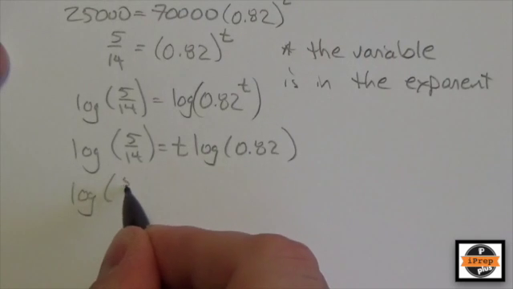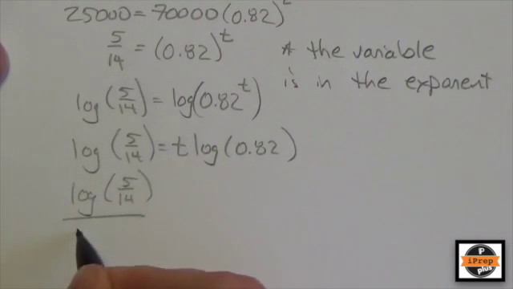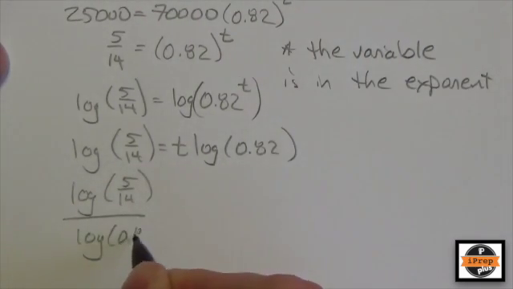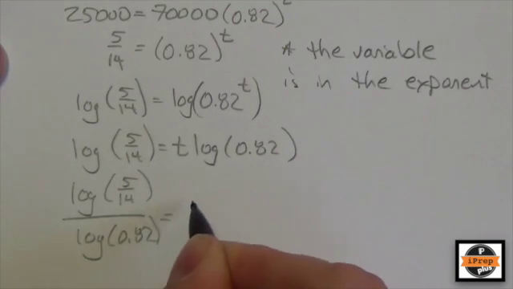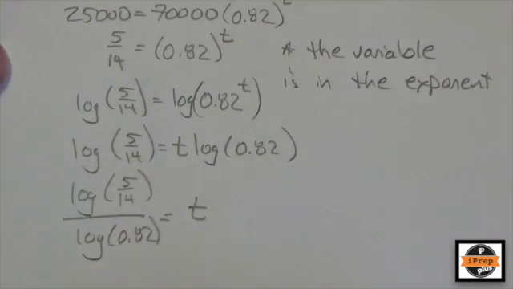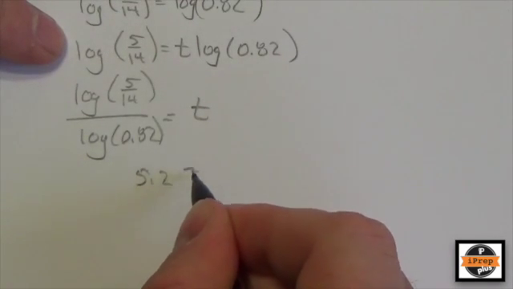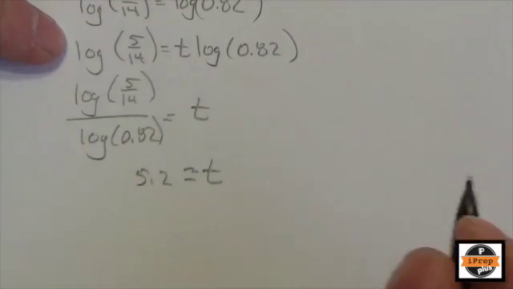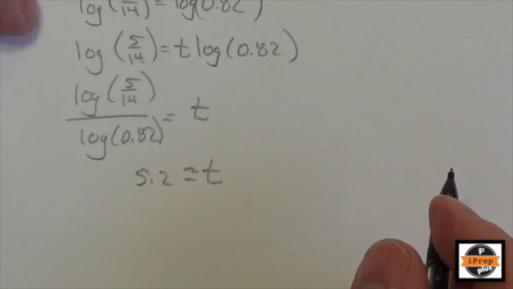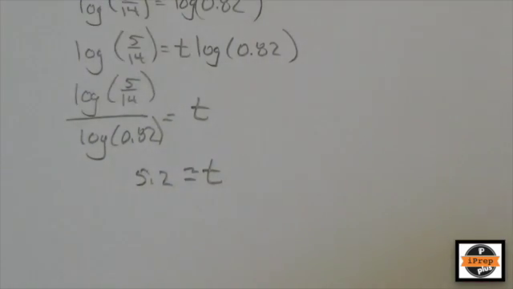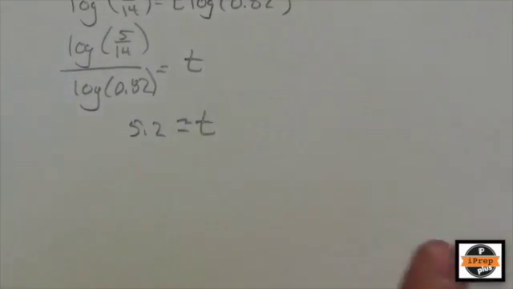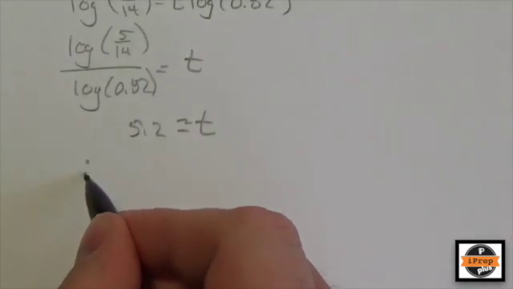So this will be the log of 5 over 14 divided by the log of 0.82, and that'll equal my t value. And when I do that, I'm getting basically 5.2. That's approximately equal to t here. So it didn't actually say what to take this to.